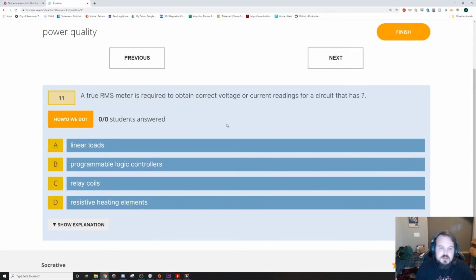A true RMS meter is required to obtain correct voltage or current readings for a circuit that has programmable logic controllers. Also, nonlinear loads. A programmable logic controller is a nonlinear load. Of the other loads, a resistive heating element is a linear load, and a relay coil, I would almost say that's a nonlinear load, but I would say that it's probably listed as a linear load in this.